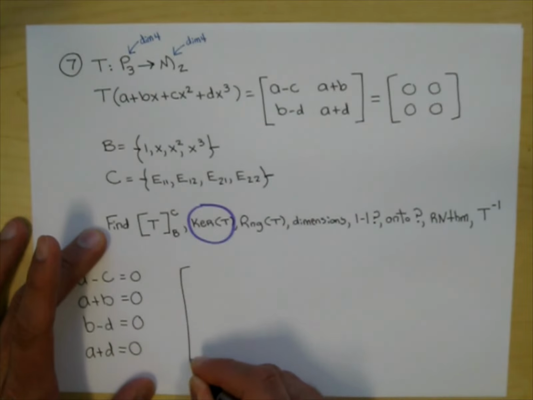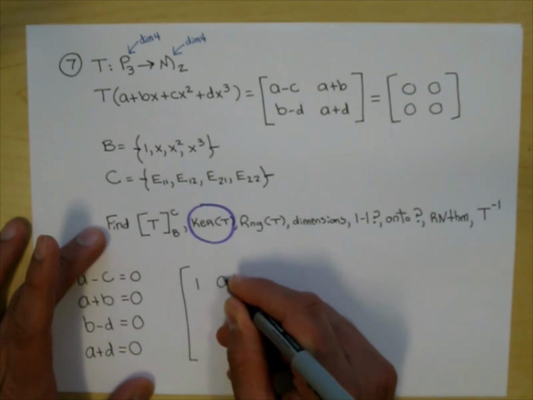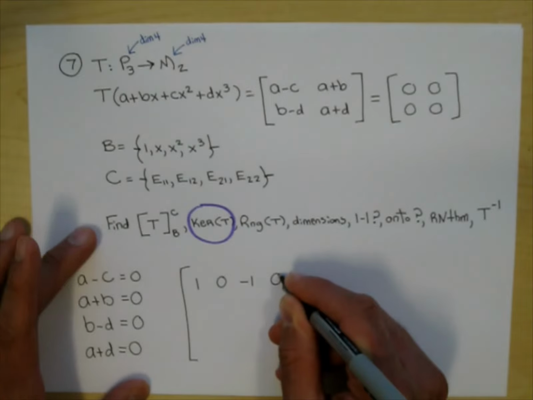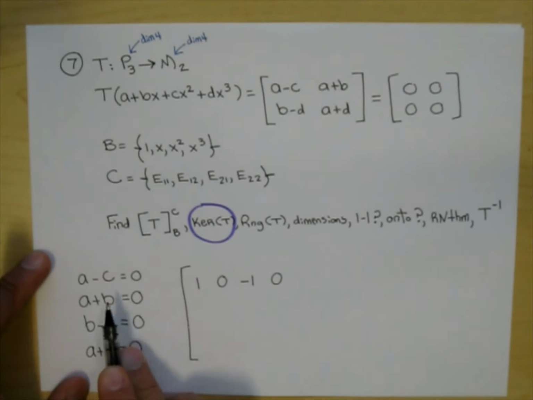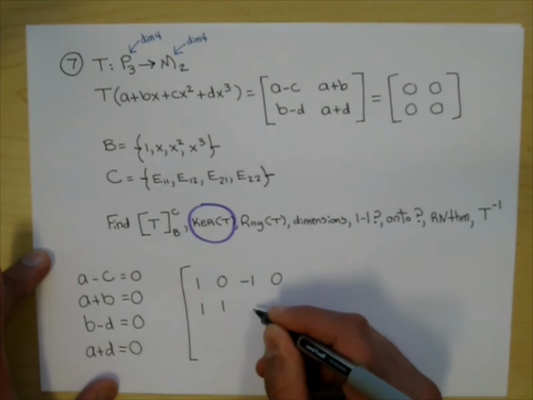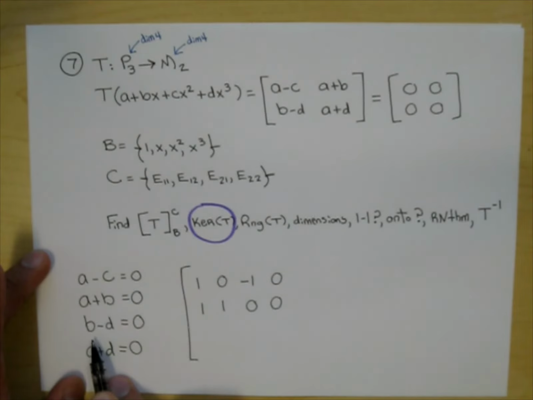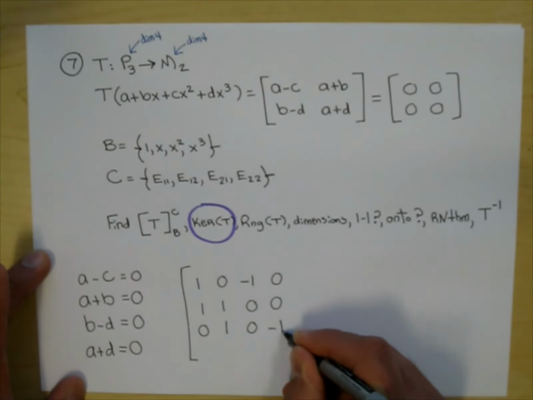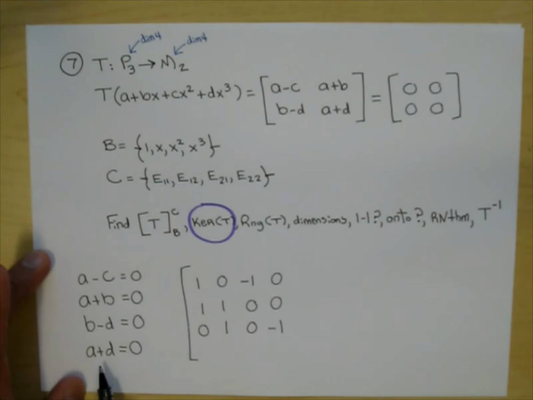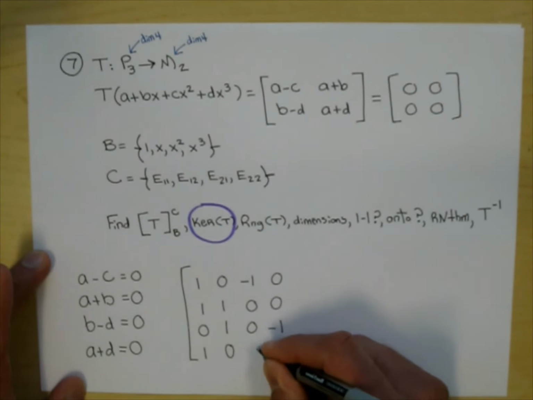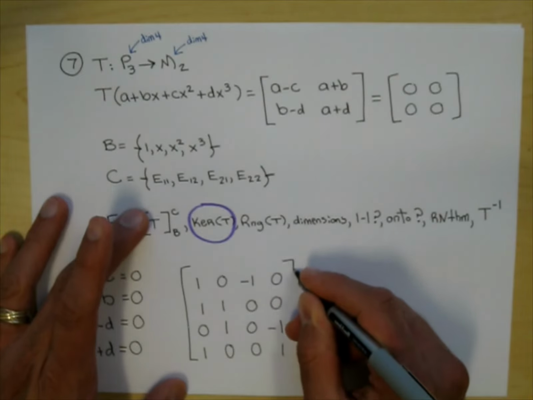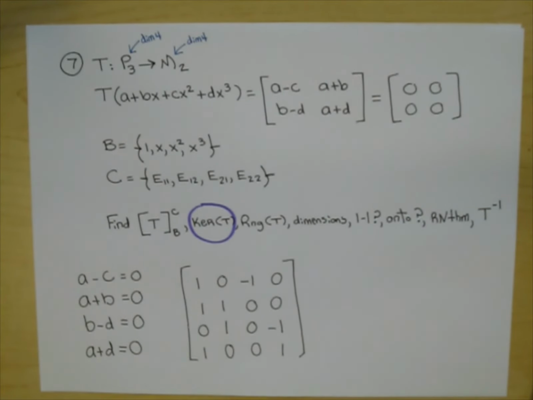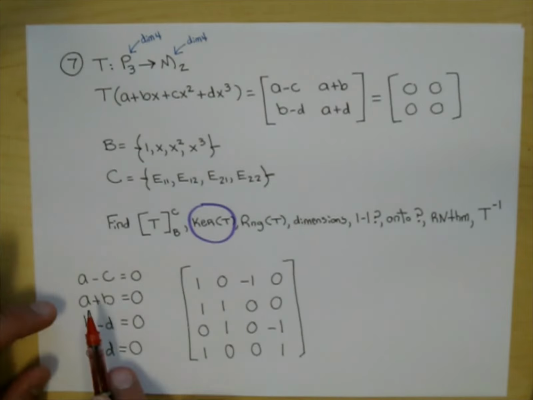So this matrix looks like this. 1, 0, negative 1, 0. Okay. And I'm not going to put the equal in the 0. And then the next one's 1, 1. And then C and D are 0, so 0, 0. This one is 0, because the A is not there. 1, 0, negative 1. And then the last one is 1, 0, 0, 1. Now let's just double check this and see what we have here.